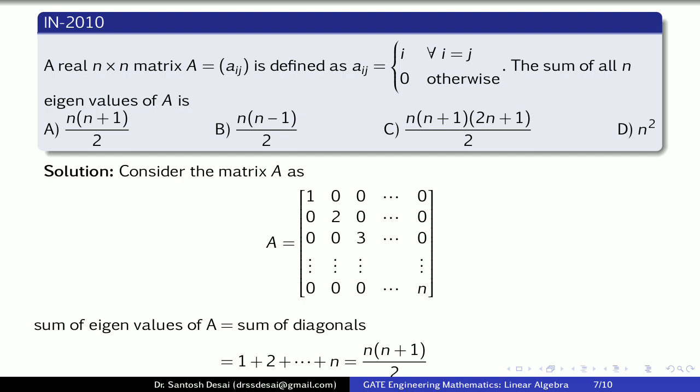Now, one can solve this by using another method. Instead of n by n, let us take a 3 by 3 matrix. Then the diagonal elements are 1, 2, 3, and therefore the sum of diagonals is nothing but the sum of eigenvalues, and hence the sum of eigenvalues is equal to 6. Now, you check the options one by one. In each option put n is equal to 3, and the option which gives the value 6, that is the required answer. So therefore option A is the required answer.